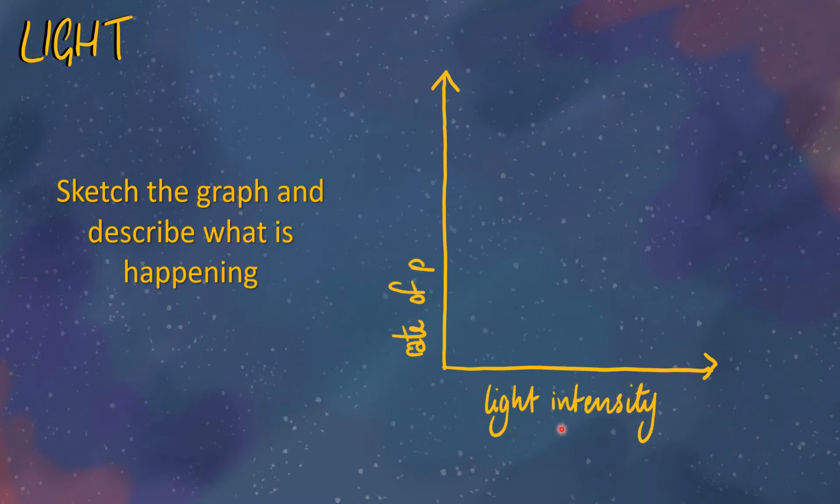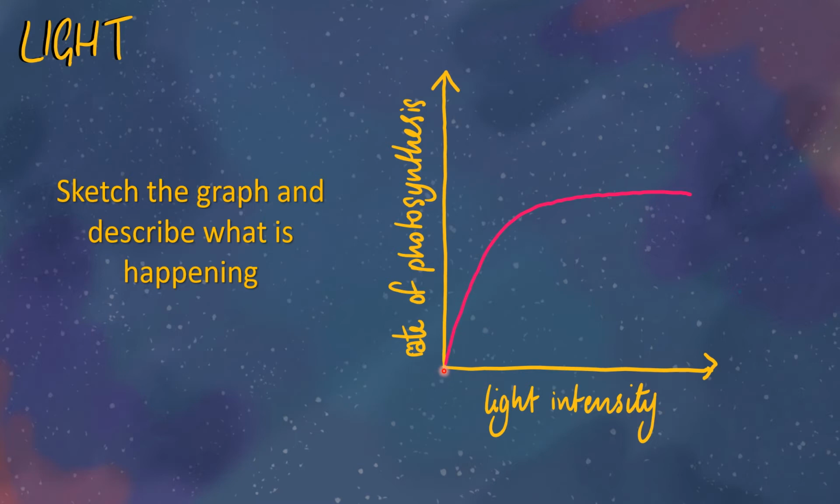Now I'm going to sketch a graph. I want you to do the same thing, please. So we have our X and Y axis. And on the x-axis we have light intensity, on the y-axis we have rate of photosynthesis. And then our graph is going to look like this. So we don't need any numbers anywhere, we just need light intensity at the bottom, rate of photosynthesis at the side, and then this is showing how light intensity affects the rate of photosynthesis.